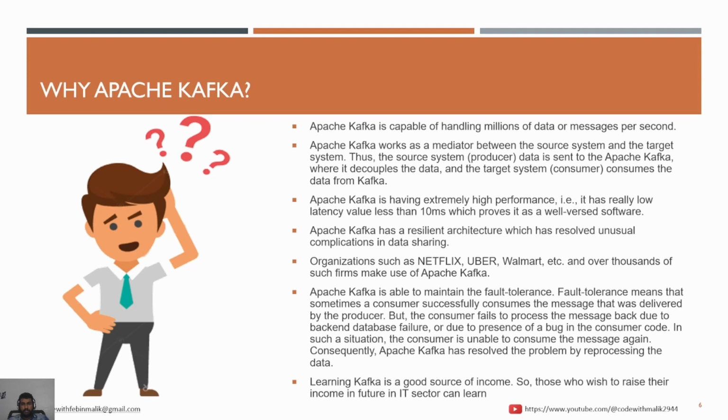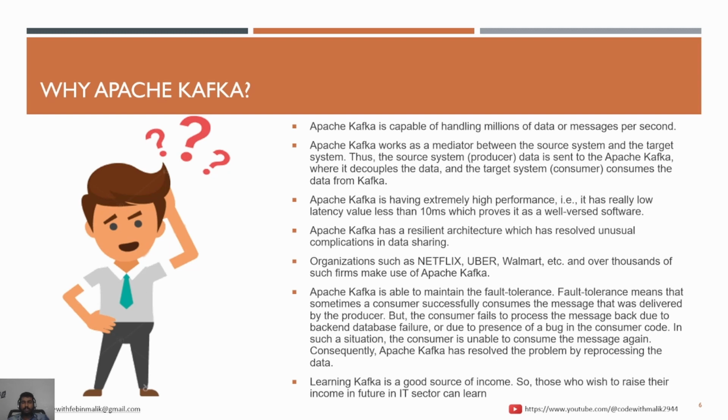Apache Kafka has extremely high performance, i.e., it has really low latency value less than 10 milliseconds, which proves it is a well-versed software. Apache Kafka has a resilient architecture which has resolved unusual complications in data sharing. Organizations such as Netflix, Uber, Walmart, etc., and over thousands of such firms make use of Apache Kafka.